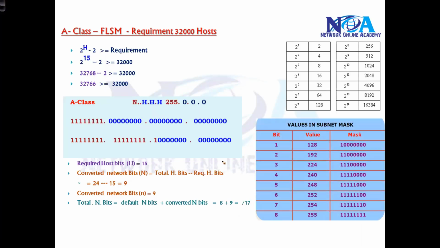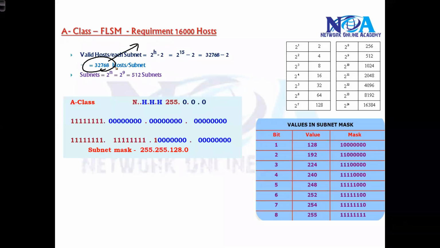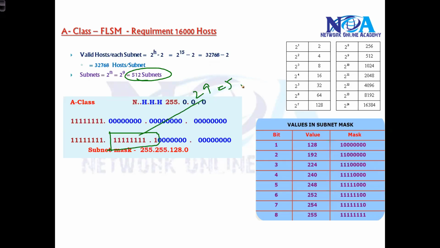Based on this, if you write the subnet mask, it's going to be 255.255, and if you add 1 bit, 128.0 will be the subnet mask for our requirement. If you want to calculate the valid hosts, we already did this: 32768 minus 2, so the valid hosts will be 32766. This is the valid range, and the total number of subnets we get is 512. We just need the converted bits, which are 9. So 2 power 9 is 512, because this is A class. In A class we get 9 converted bits, so we get 512 subnets, and each subnet will be of size 32768.